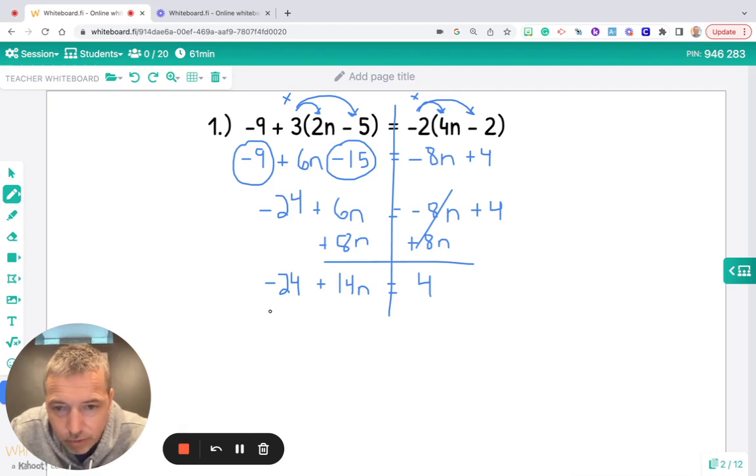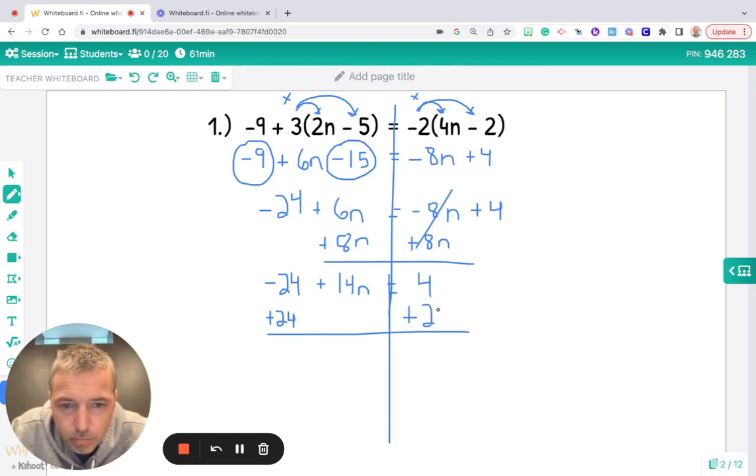To get rid of this negative 24, I'm going to cancel it out by adding it. Negative 24 plus positive 24 cancels out, right? So I'm going to add it to both sides. This side cancels out. I'm going to bring down my 14n. I get 28 over here.